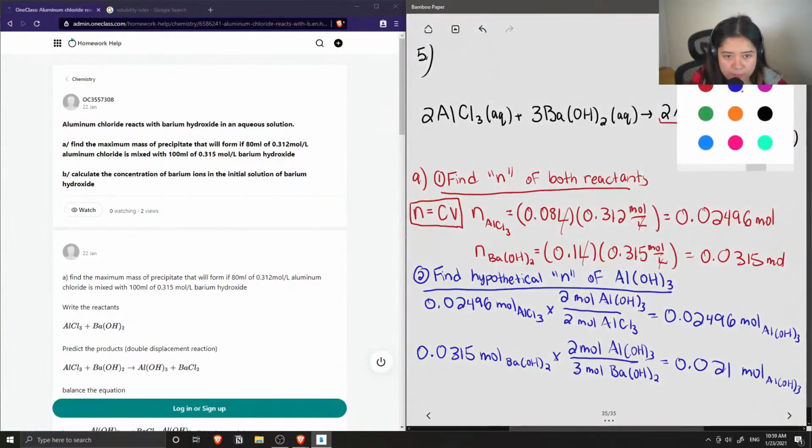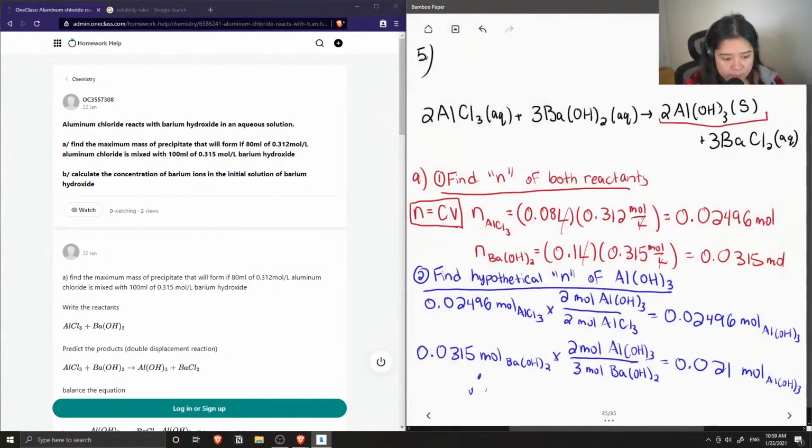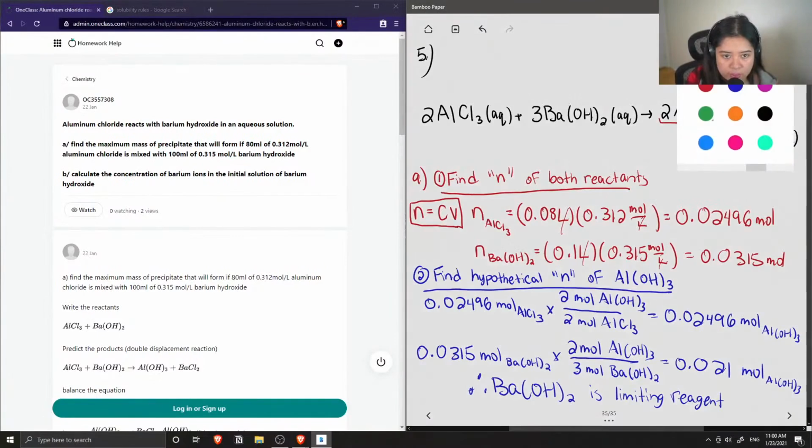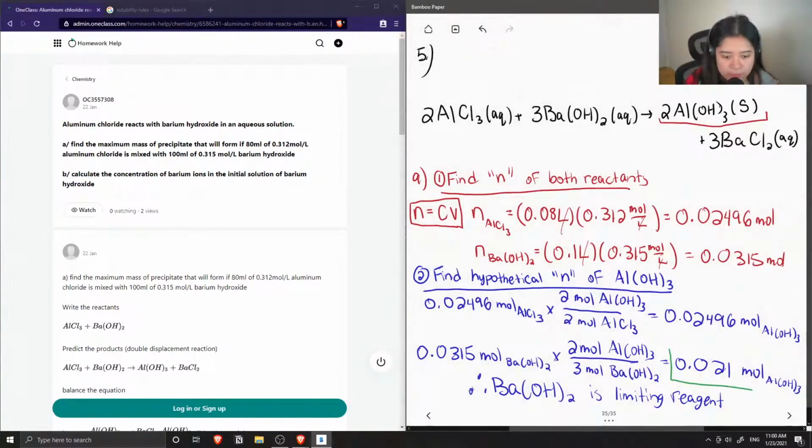So now we know that barium hydroxide is our limiting reagent. And the maximum amount of aluminum hydroxide that can be formed for this reaction would only be this 0.021. Since it'll form this much and then our barium hydroxide is going to run out, so we won't be able to form any more product.